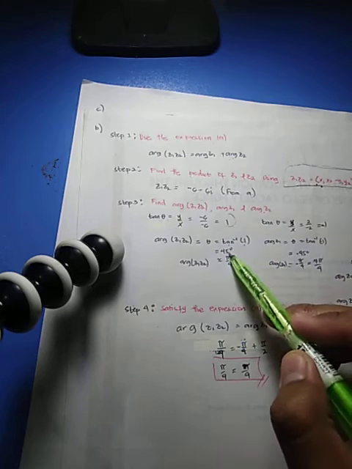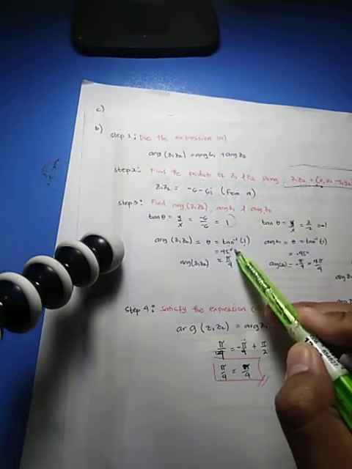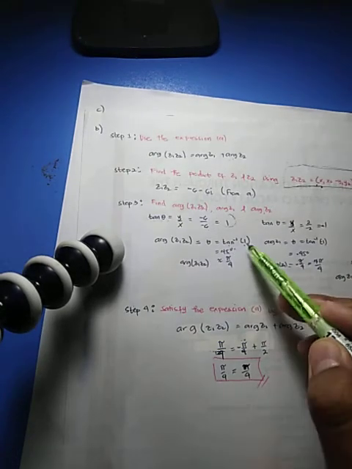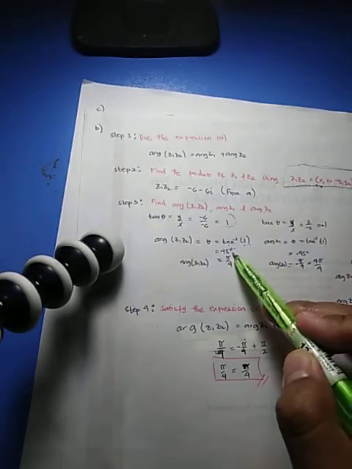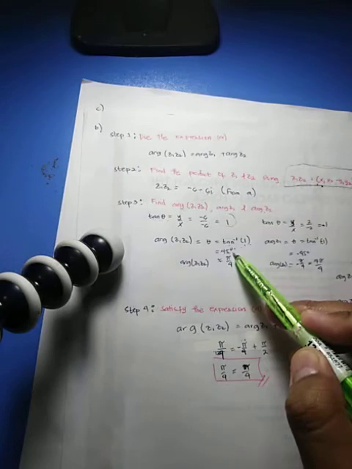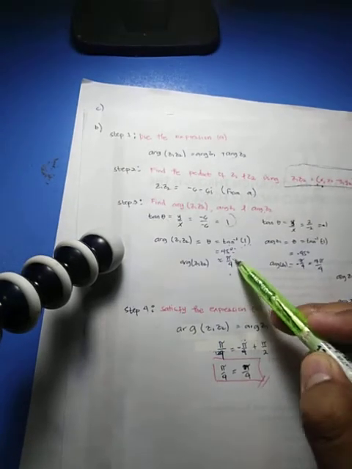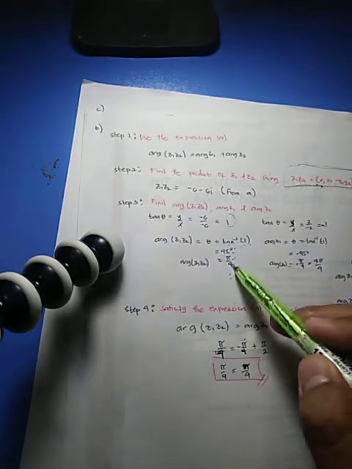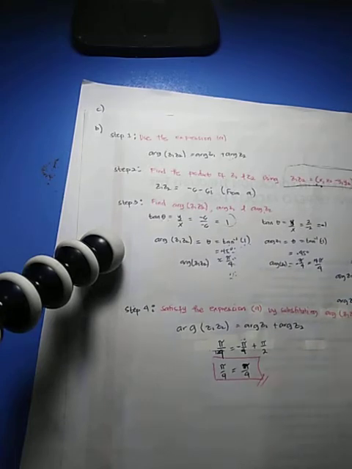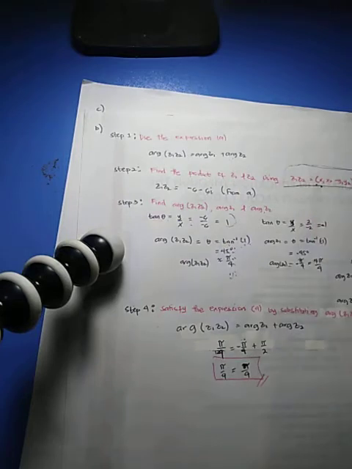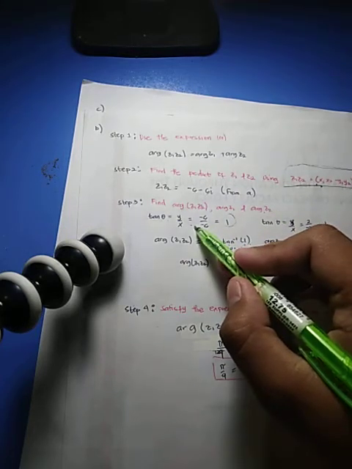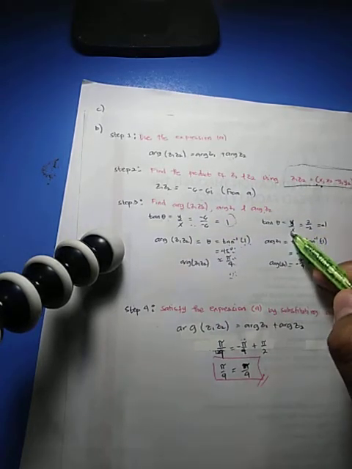So we have 45 degrees. Try to calculate that using your calculator. We have tangent inverse of 1 is equal to 45 degrees. And then in radians, this would be pi over 4. Okay, this would be pi over 4. Now, this is for the argument of Z1 multiplied by Z2. Next is the argument of Z1.